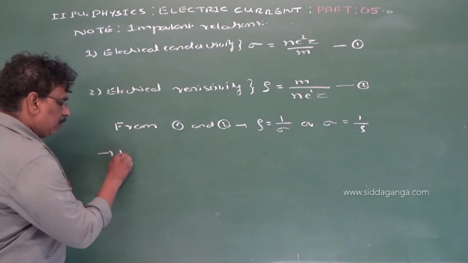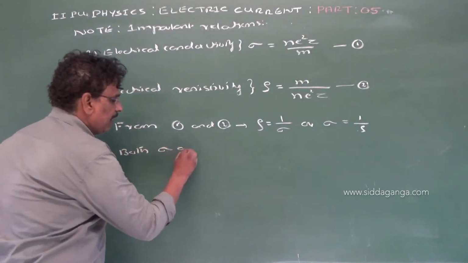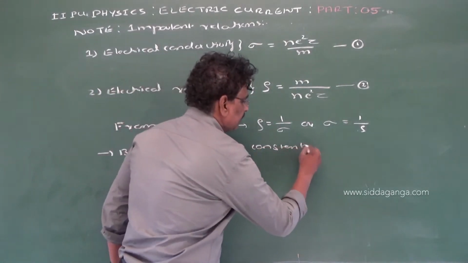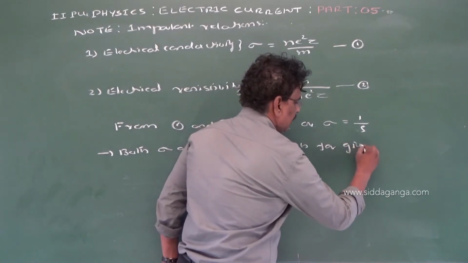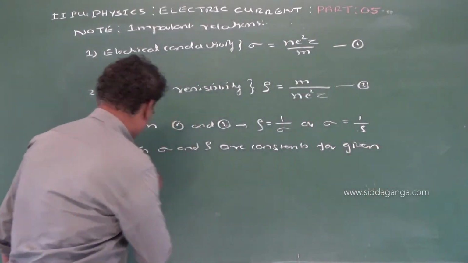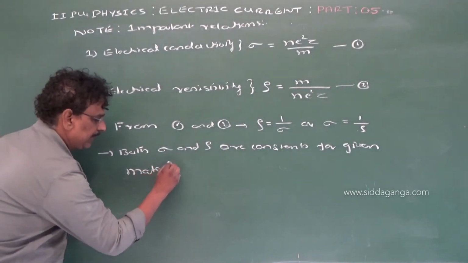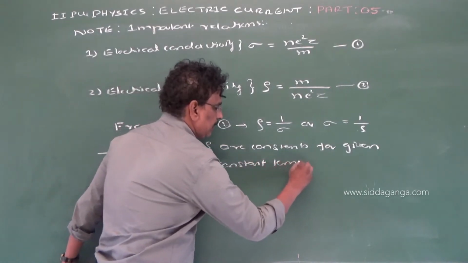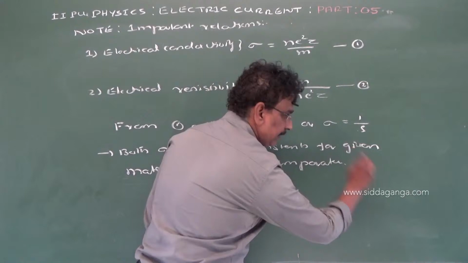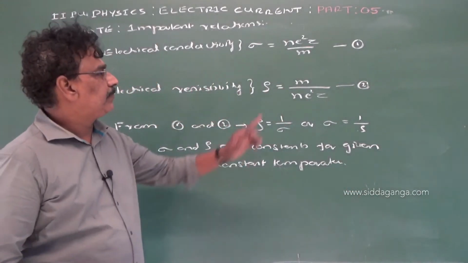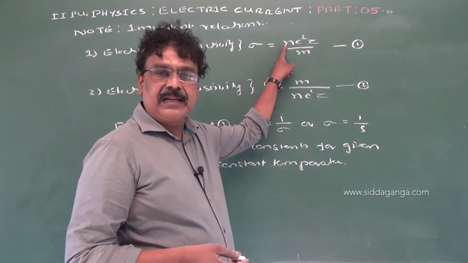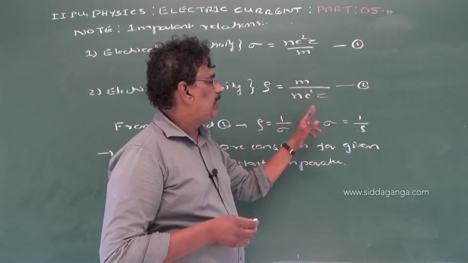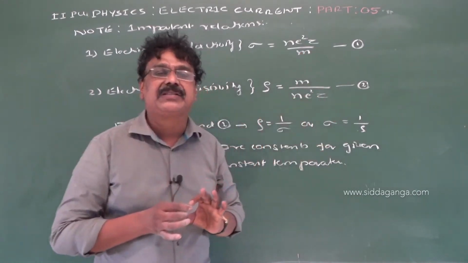Here, both sigma and rho are constants for a given material at constant temperature. It is because here n is constant for the material, e and m are general constants. Only in these two equations we are having tau, that relaxation time.